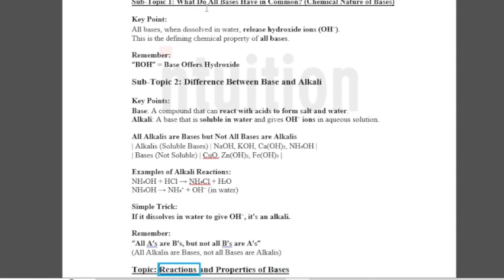Topic: reactions and properties of bases. Subtopic 1.